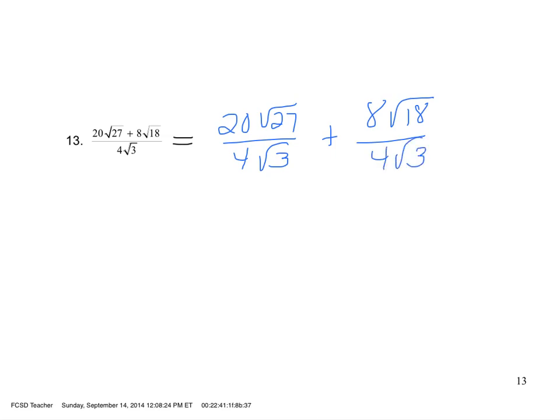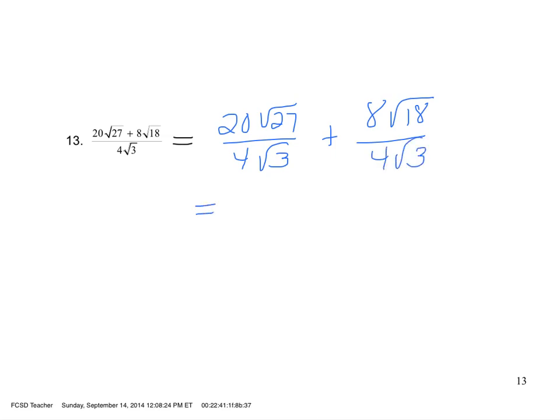Last problem for today. There are no parentheses, so I do not have to do the addition first. If I'm doing PEMDAS, it says parentheses, exponent, and then it's multiplication and division. I have division, but I'm dividing many things by something, and when that happens, I'm going to need to actually divide everybody on the top by the guy on the bottom. So I have 20 radical 27 divided by 4 radical 3 plus 8 radical 18 divided by 4 radical 3. Let's see what I have.